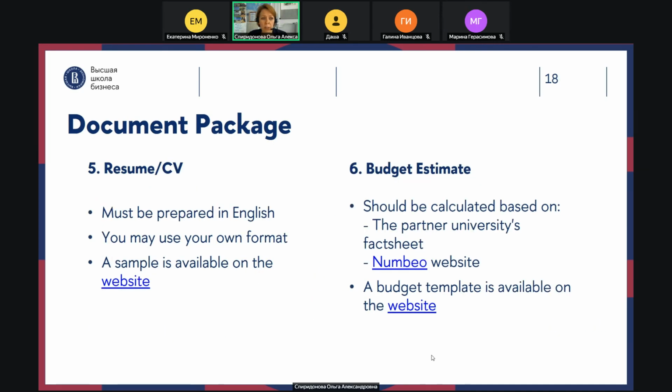Also, please include your CV. It should also be prepared in English. You can use your own format, or you can use our sample that is also available on our website. You should also have a budget estimate. As I said earlier, there is a website that can help you to calculate your money and your spending, and to create your budget. The template is also available on our website.